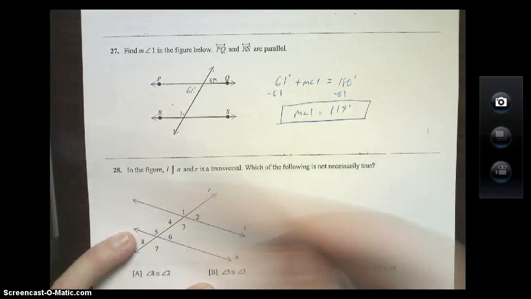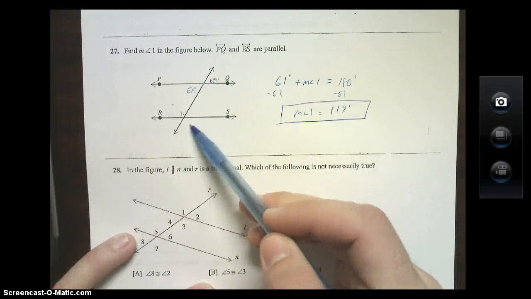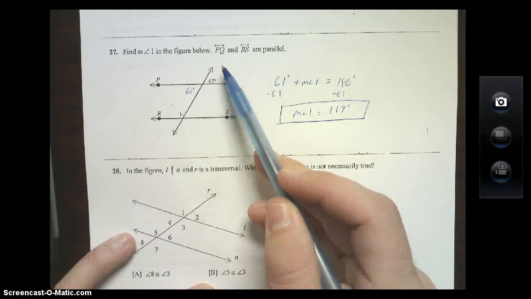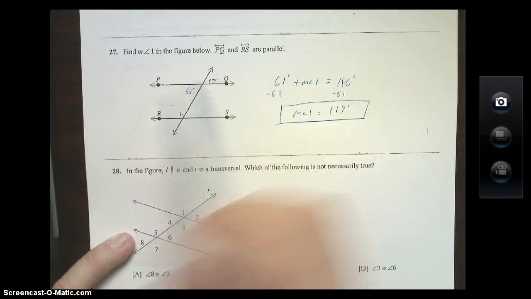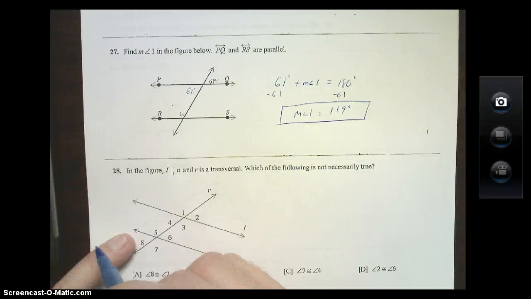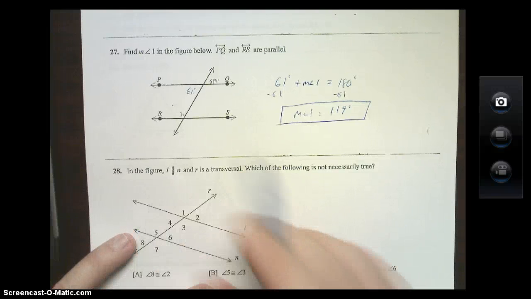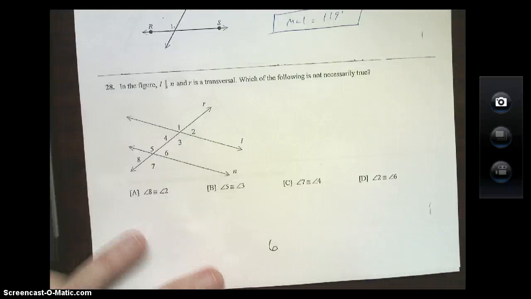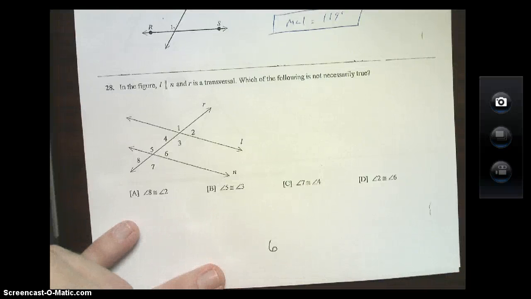Okay. You could have also said corresponding. This is 61, which forms a linear pair. Alternate exterior angles form a linear pair. Plenty of ways to solve that, whatever you feel the most comfortable doing. Okay? Alright.